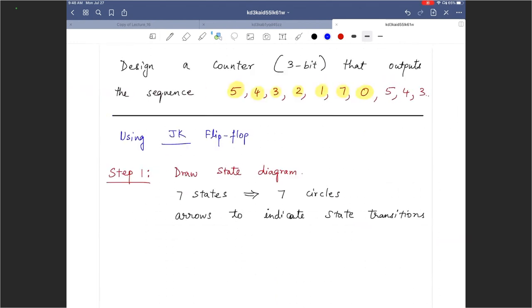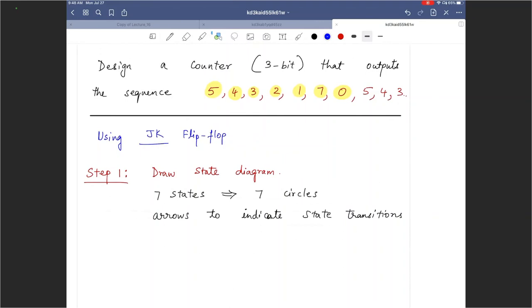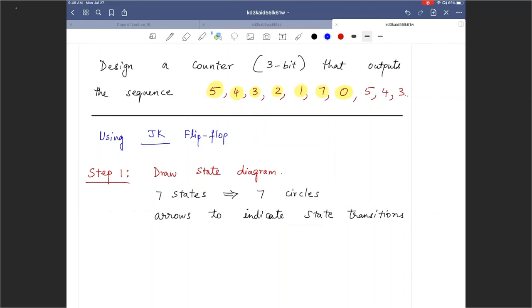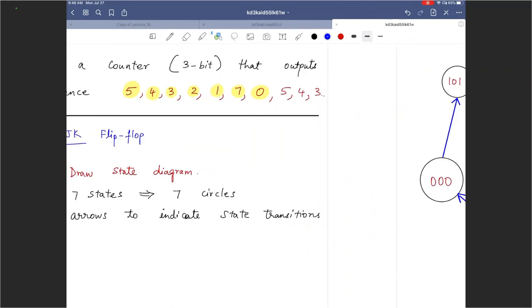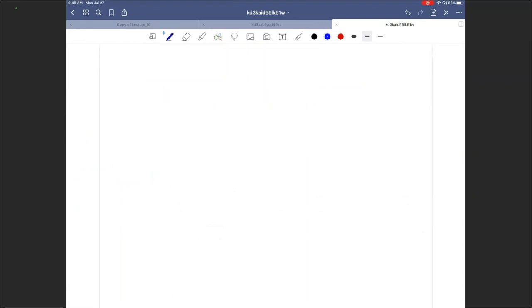Draw the state diagram. My next step is to draw the state transition table. So step 2 is going to be over here. Let me add a slide after. Step 2: draw state transition table.